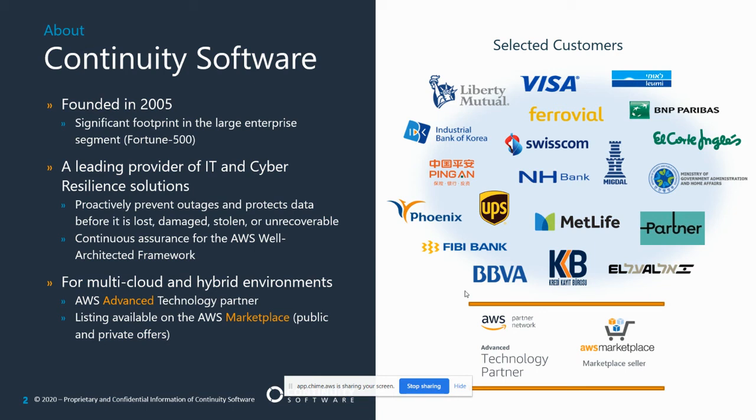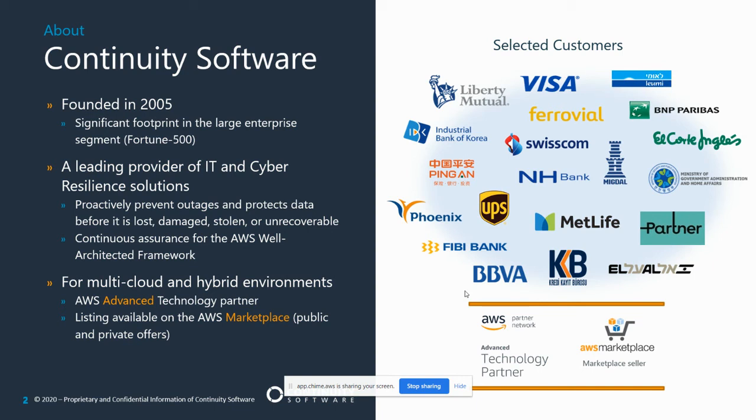So very quickly about ourselves, Continuity Software started in 2005, 15 years ago, focusing on the enterprise market segment. I would say that most of our customers are part of the Fortune 500 companies, 6 out of the 10 biggest US banks. And as a company, we are focusing on the area of IT and cyber resilience. So we have solutions in that domain.